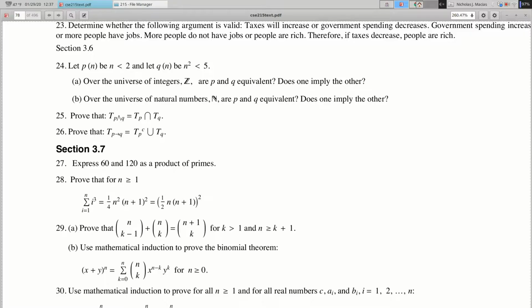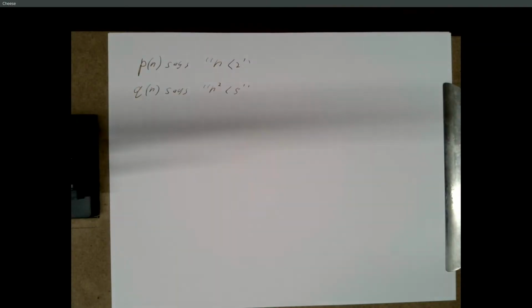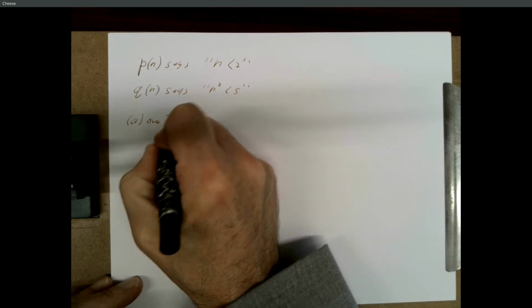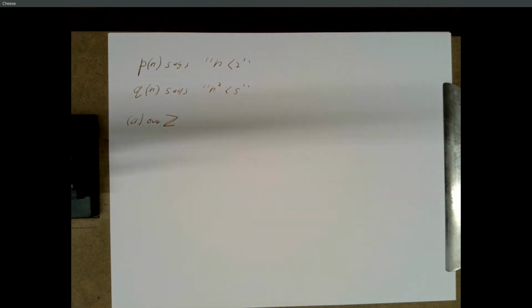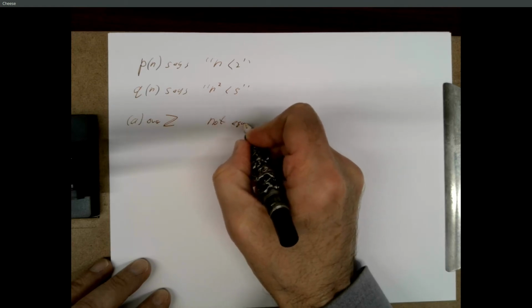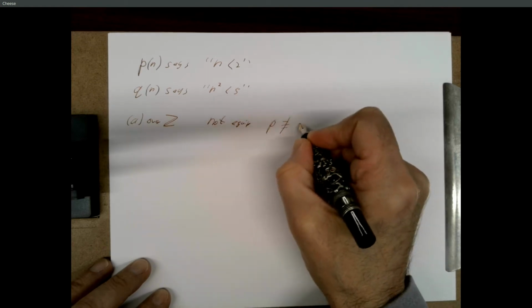So the first part of the question is over the integers Z. If n is an integer, if it's less than 2, is its square less than 5? What do you think? Not necessarily. What's a counterexample? -3, right? That's less than 2. n squared is not less than 5. So they're not equivalent, right? P is not the same thing as Q.